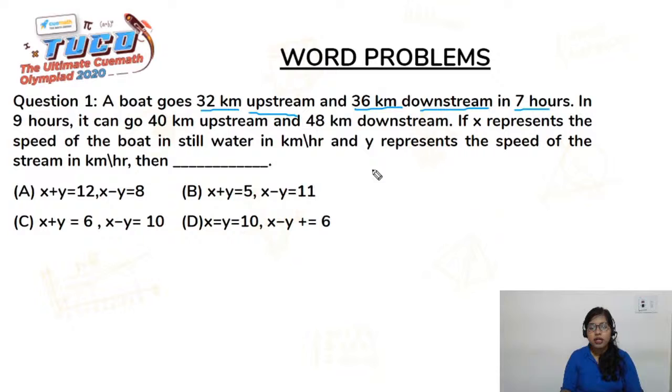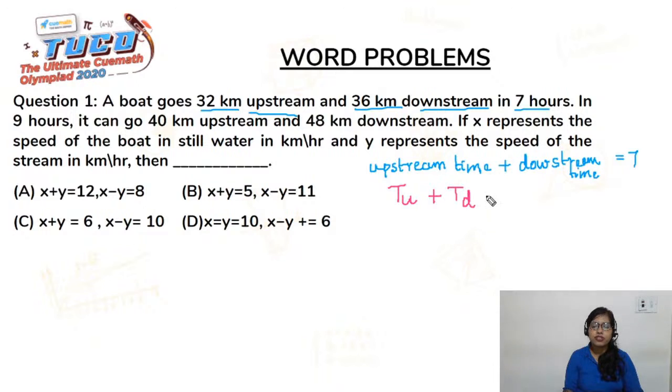That means my upstream time plus the downstream time is going to give me together 7 hours. So I'm going to represent the upstream time as T upstream plus T downstream, which is equal to 7. So this is what I have concluded from the first statement. In 9 hours, it can go 40 kilometers upstream and 48 kilometers downstream.